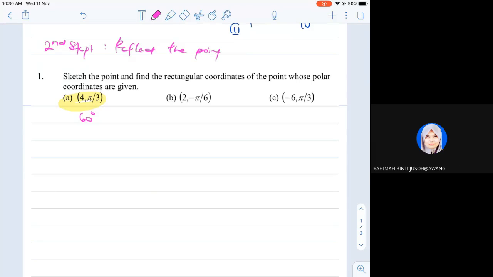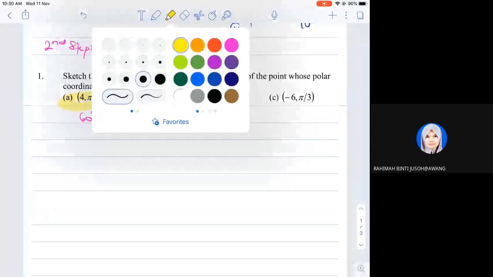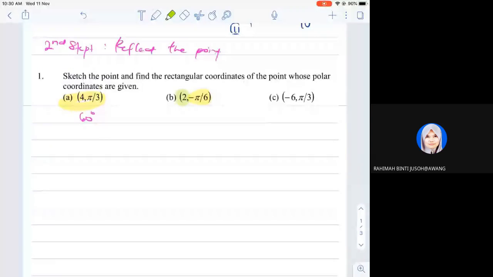I'm happy that you're answering me. Okay, good. But right now you have to alert here. The negative is at the angle, not at the radius. Okay. So for this case, no need for you to reflect because the radius is still positive. Okay, if you notice here, we have positive 2 as the radius. So no need for you to reflect. The negative is belongs to the angle. Sudut dia yang negative, but the radius is still positive. Okay, so no need for you to reflect.